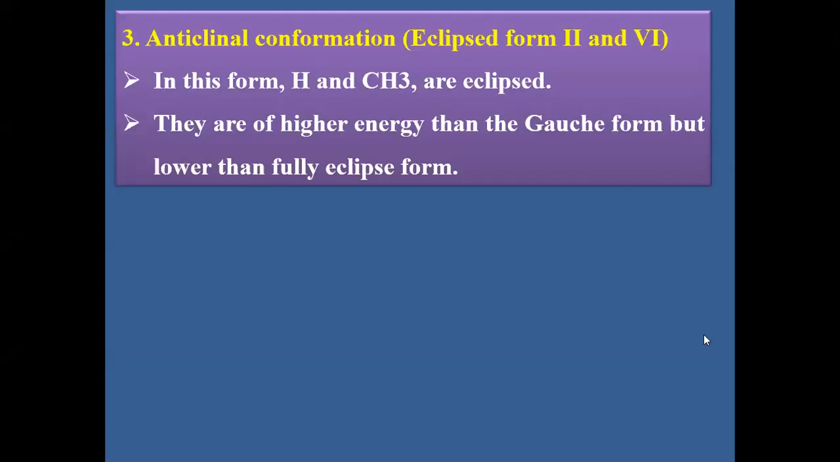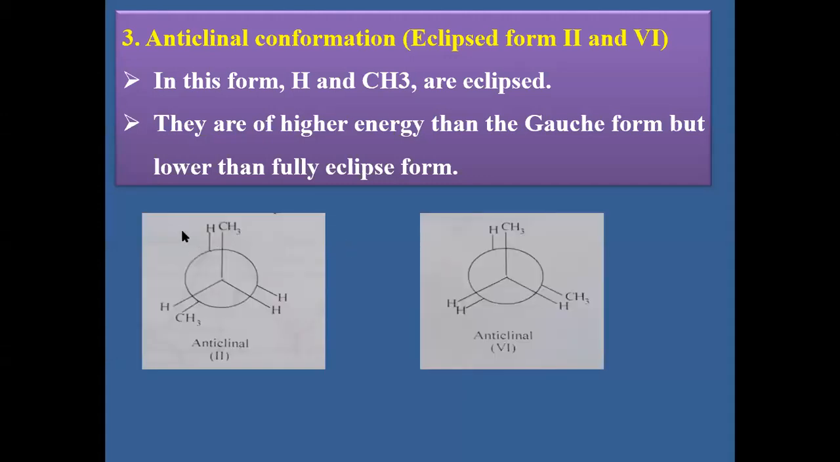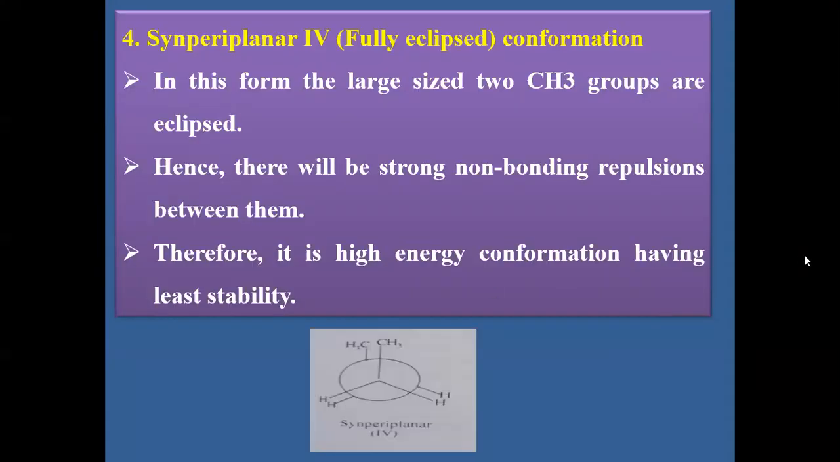Then at number 3 we have an anticlinal form, because here methyl groups are hiding hydrogen, or hydrogen is hiding methyl groups. Means methyl group and hydrogen are close to each other. But here a methyl group is not hiding a methyl group. That's why it is more stable than the fully eclipsed form. And the least stable is the syn periplanar form, this one.